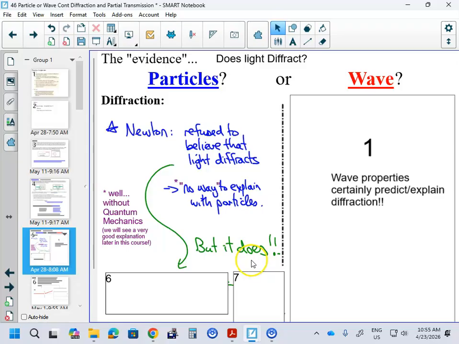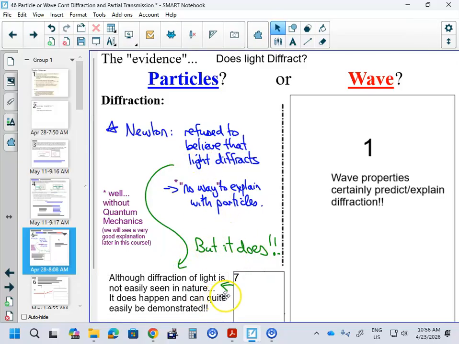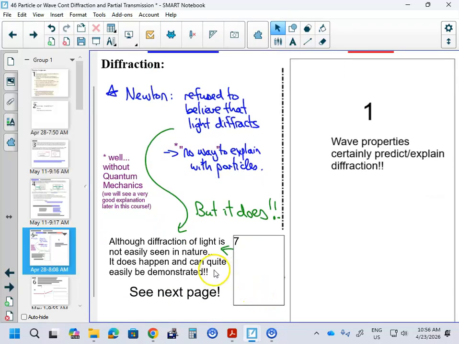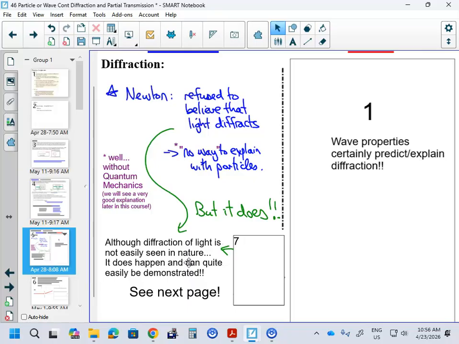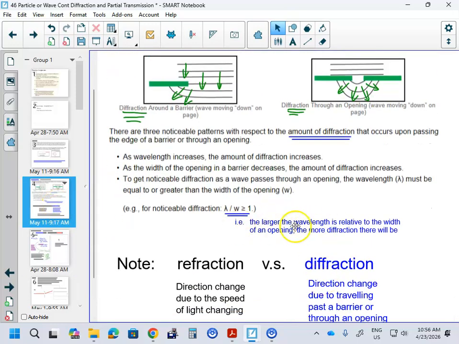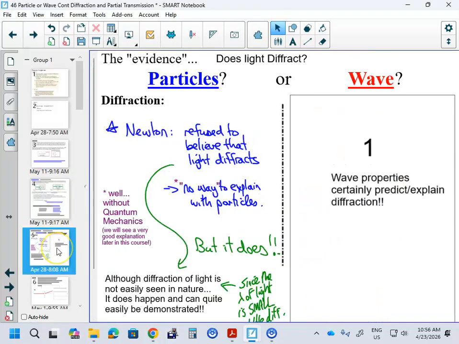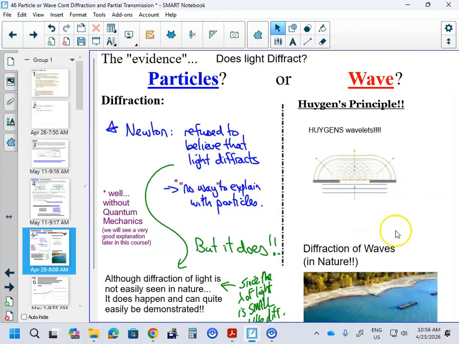What the heck is quantum mechanics, right? So here's the deal, though. Light does diffract, right? It's just not super easily seen in nature. It's harder to demonstrate. It wasn't known at the time, right? So the wavelength of light is really small, right? And so think back to this, right? This is why I'm reviewing this, right? If the wavelength is super small, it's going to be hard to notice diffraction, and that's exactly what is true about light. The Huygens wavelets discussion we talked about, though, is very obvious.